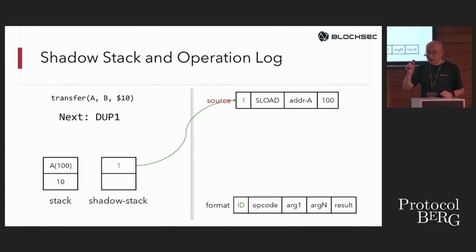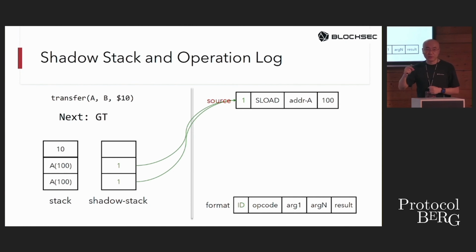For the SLOAD operation, we put an entry inside the operation log saying that this is an SLOAD instruction, and we load the storage from the slot, and the value is 100. The index of this operation log entry is 1. Then we have the DUP1 operation. After that, we have the greater-than operation, because the greater-than operation is used to compare the balance of the msg.sender to a fixed value, right?